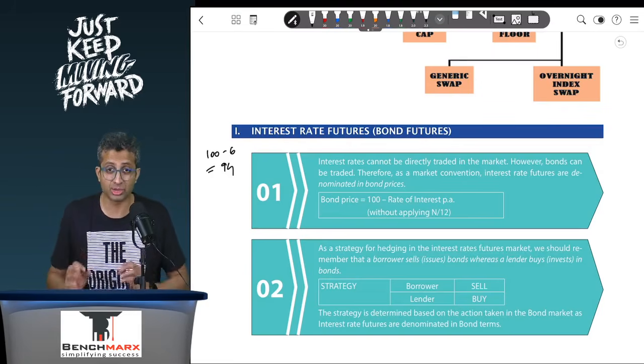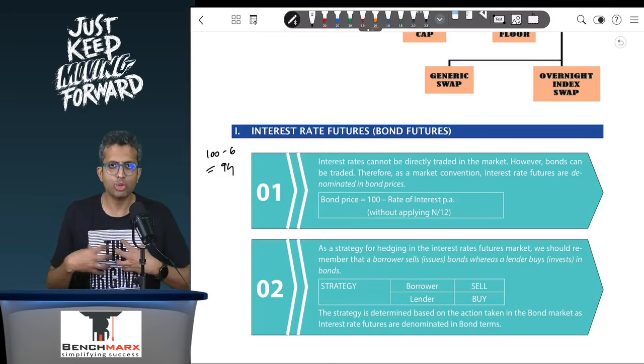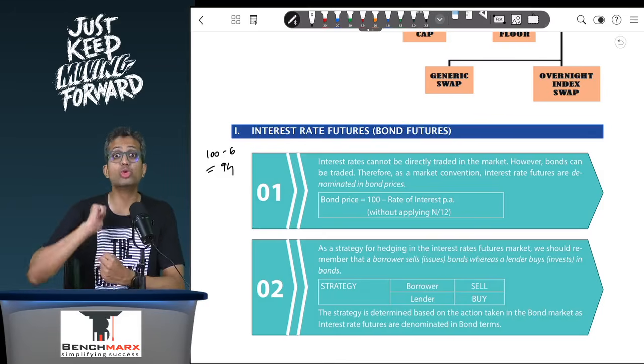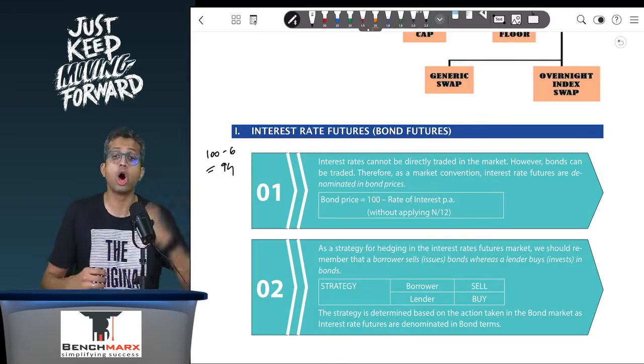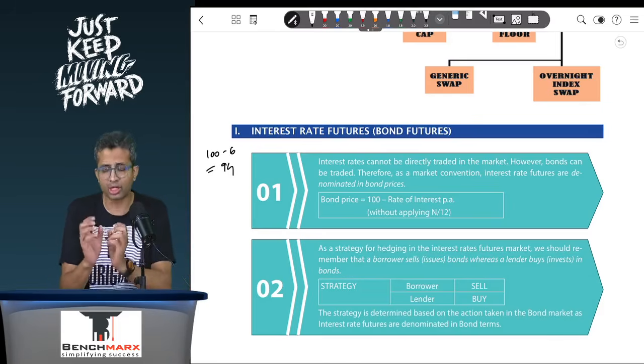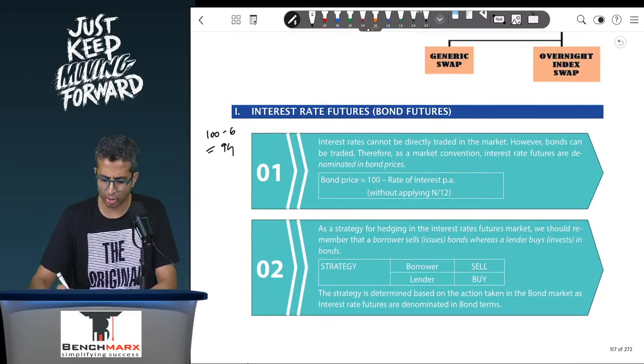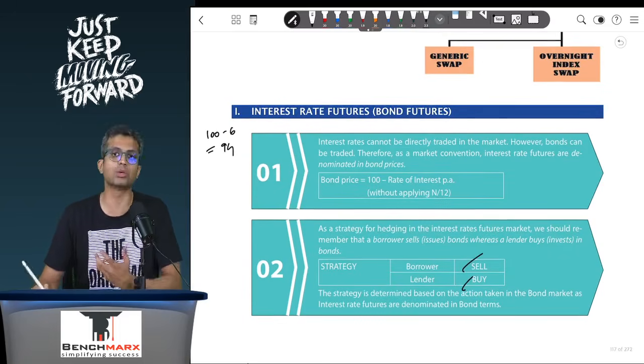So in case of an interest rate future, which is a bond future, you will ask yourself, are you a borrower? Well, a borrower will usually sell the bonds or issue the bonds. Or are you a lender? A lender typically buys or purchases the bonds. So the strategy over here on whether you want to buy or sell depends on whether you are a borrower or lender. As we see over here, a borrower will sell the bonds, whereas a lender will buy the bonds.